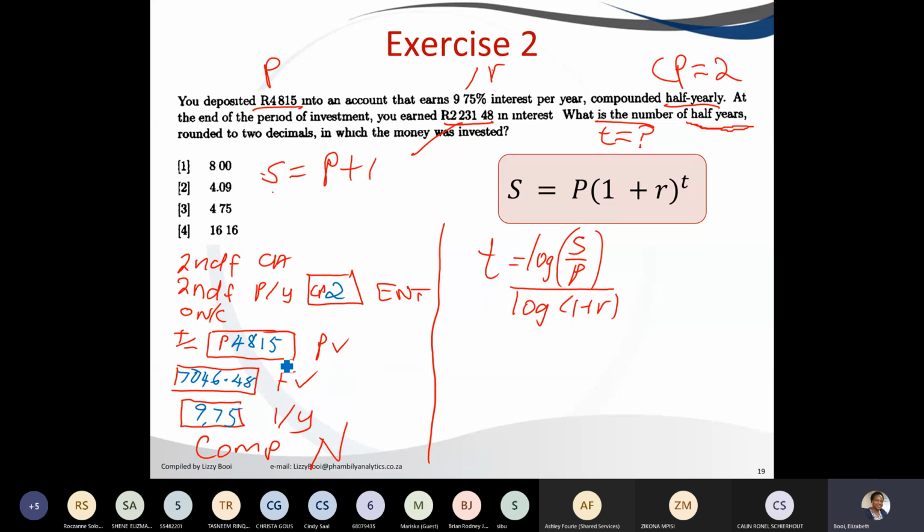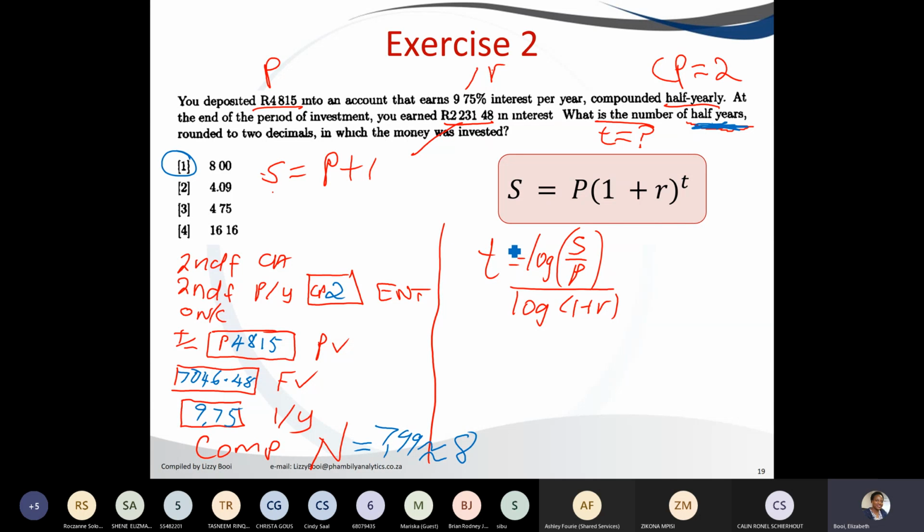And when you press compute N, what is the answer that you see? 7.999, which we estimate to 8, which is the correct answer. You do not divide because it says half yearly, the number of half yearlies.